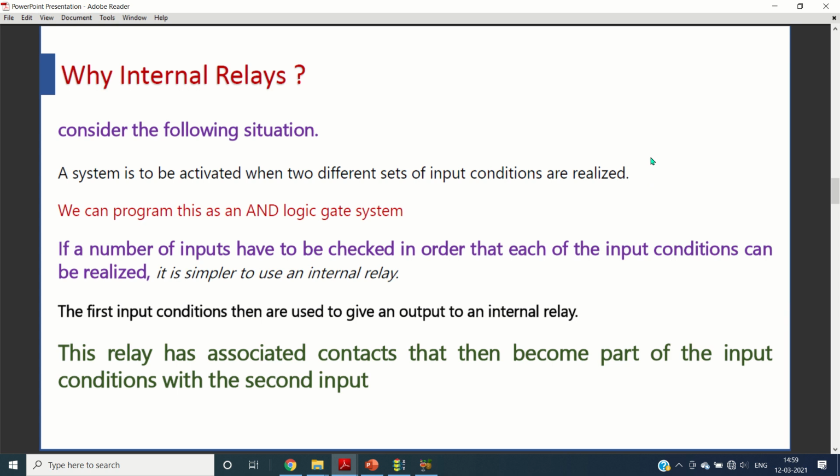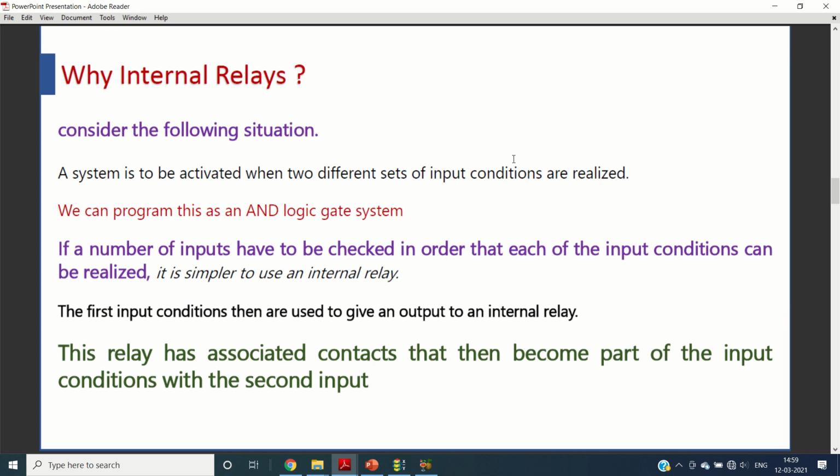So input conditions are two different sets. Now this may happen in a very simple manner where you have only two inputs, and according to the situation of the two inputs, you have to decide the output. This is very easy. You can use a logic gate, and the logic gate is AND, definitely. Now you see why I am particularly talking of AND, why not OR? Because you see here what has been written. The system is to be activated when two different sets of input conditions are realized.